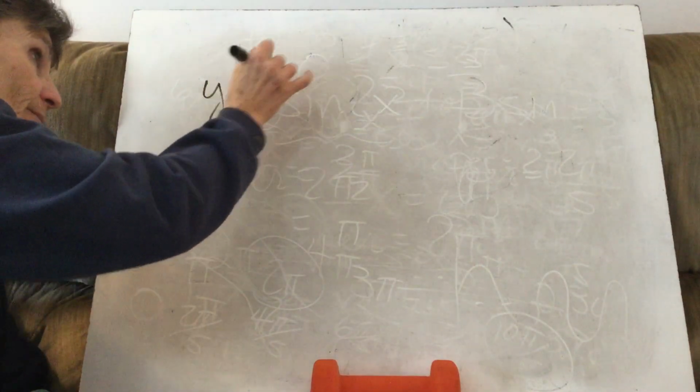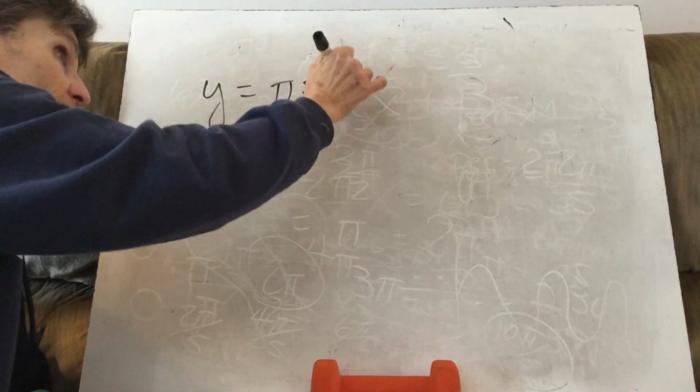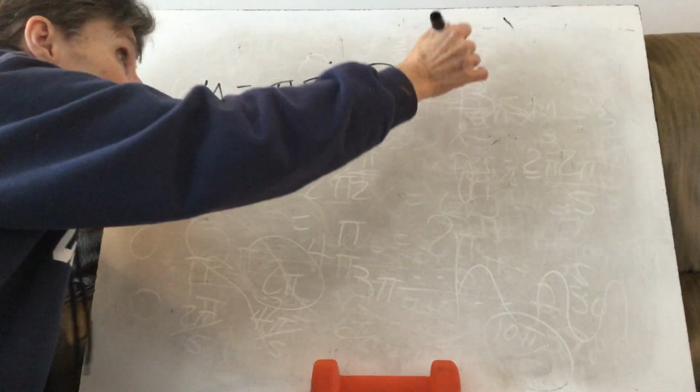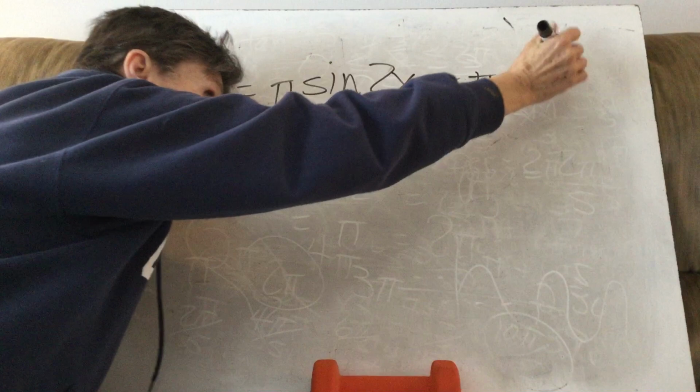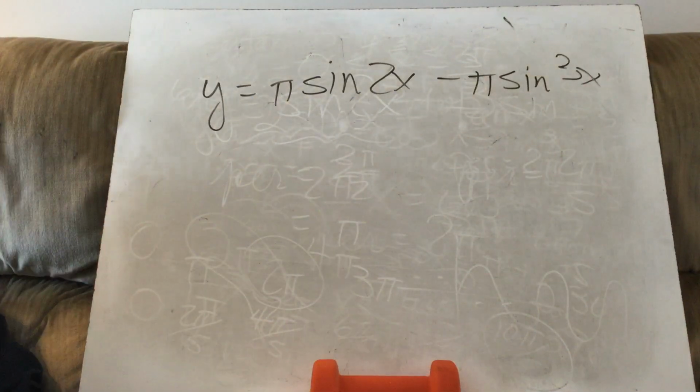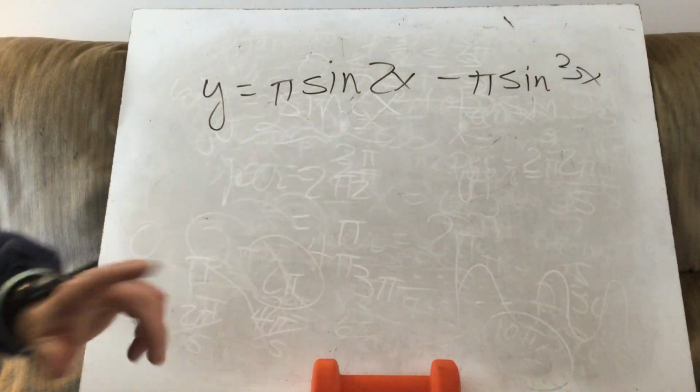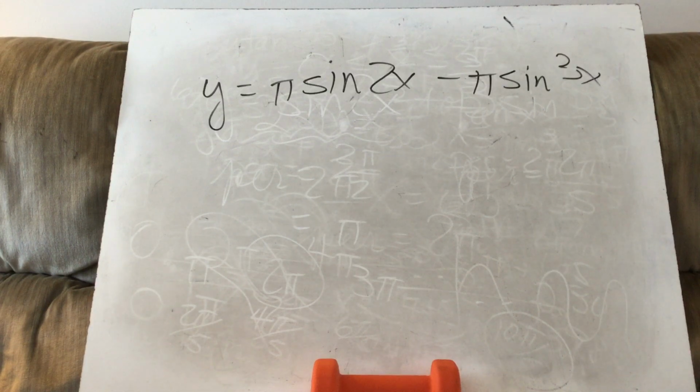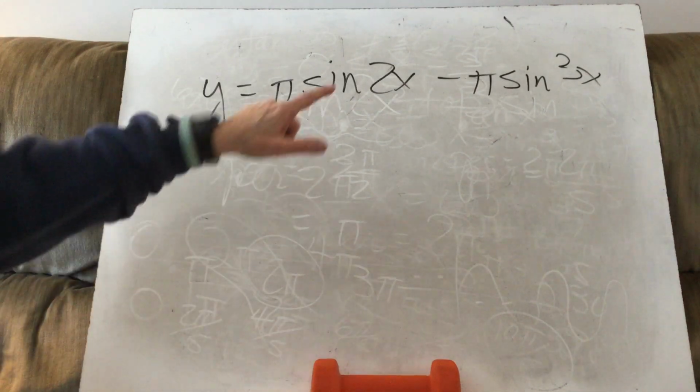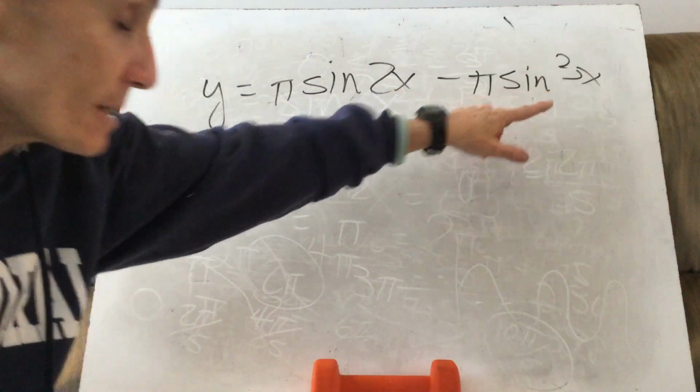All right. Pi sine 2x minus pi sine 3x. Now, these pi's out here in front do not bother me. I don't even think about them. I don't worry about them. Don't have anything to do with them because they're amplitude. I need this number and this number.